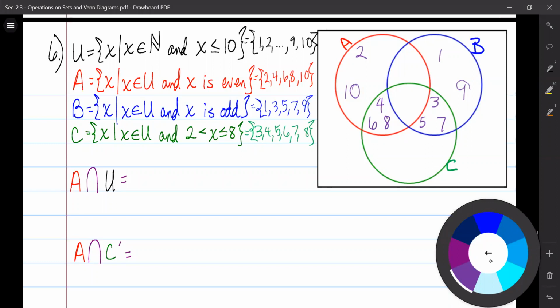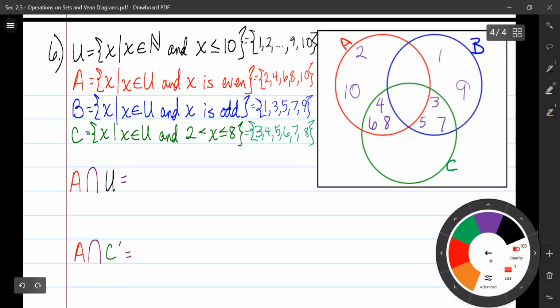So A intersected with the universal set. That's just A. All right, A intersected with C prime. So things that are in A that are not in C. So it might be helpful if you wrote down C prime first, but you could do it without doing that. So everything that's in A that's not in C. So that would be this area here. Everything that's in A that is not in C. So that's just 2 and 10.